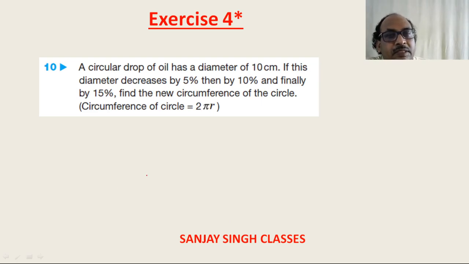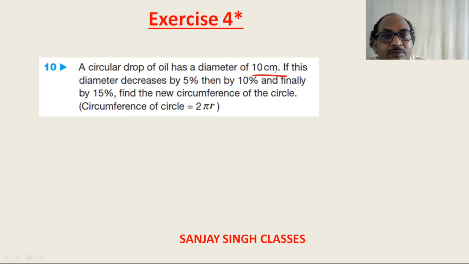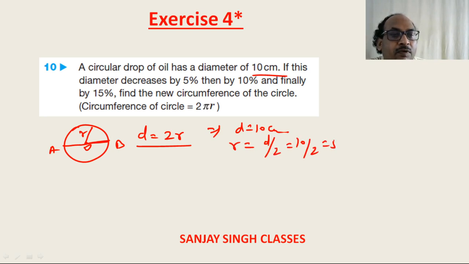Okay, again a circular drop of oil has a diameter of 10 centimeter. Here it is given, in the previous question it was given radius, but here diameter is given. So in a circle, you know that this is the diameter which is passing through the center of the circle. This is the diameter AB, O is the center, this is the radius. So D is equal to 2R. Diameter of a circle is 2 times the radius. So here we are given diameter as 10 centimeter. So it means radius is equal to D by 2, which is 10 by 2, and 5 centimeter.